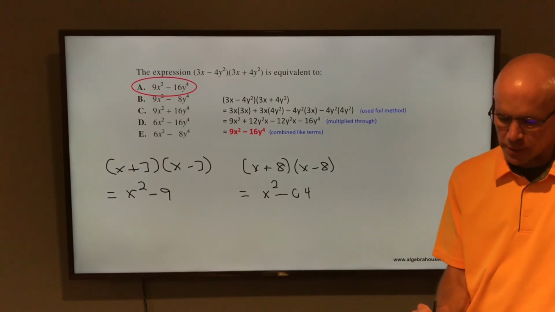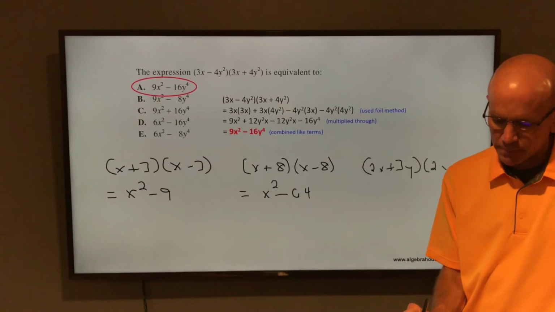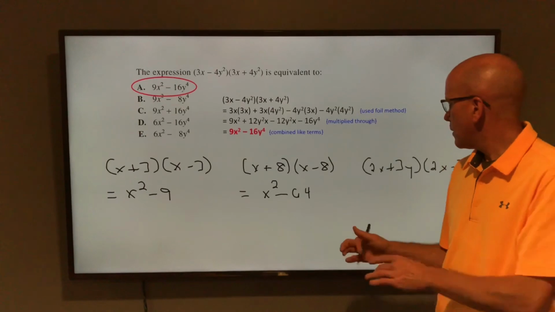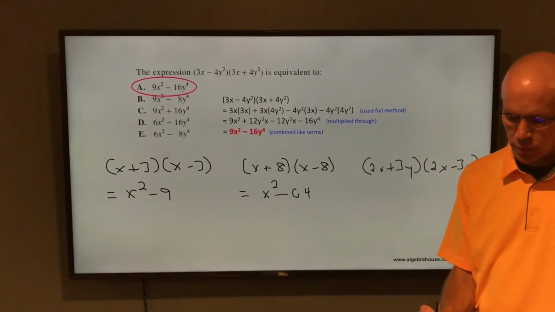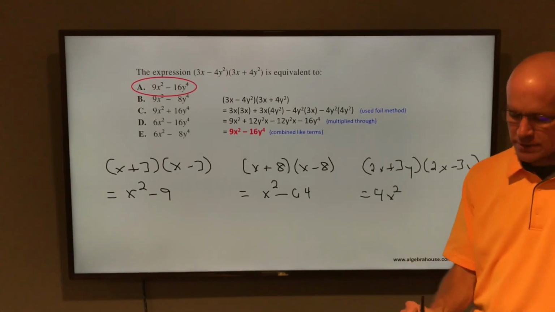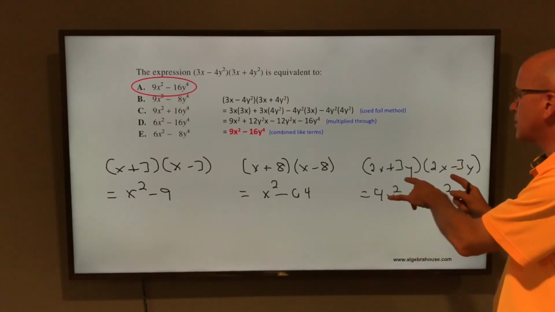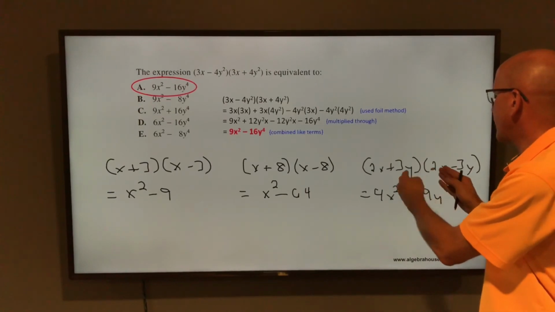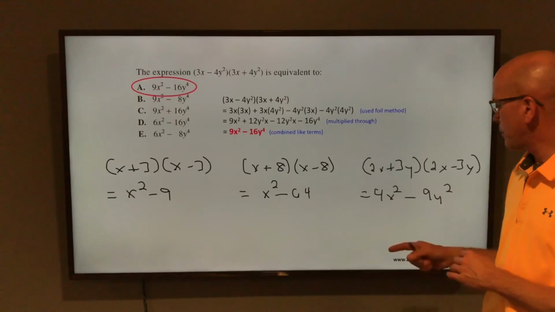A little more complicated, let's say you have 2x plus 3y times 2x minus 3y. Multiplying two conjugates, just square the first term, that would be 4x squared. Square the last term, that would be 9y squared. And put a minus sign between them. So when you're multiplying two conjugates where the terms are the same, the only difference is the signs between them, just square the first term, square the last term, and put a minus sign between them.